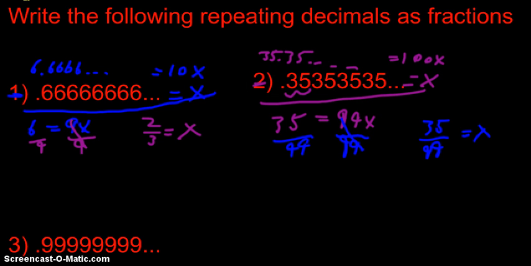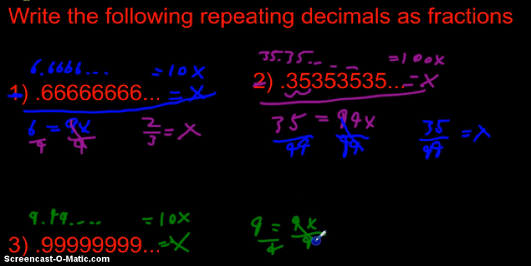And now this is the really bizarre one, because let's say it's equal to x, this is actually equal to 1. 0.999999 is equal to 1, which no one believes, but it is. So again, we multiply this by 10, we get 9.9 forever. This is equal to 10x. If we do the subtraction, we'll get 9 is equal to 9x. Divide both sides by 9. We get x is equal to 1. So 0.99999 is the same thing as 1.